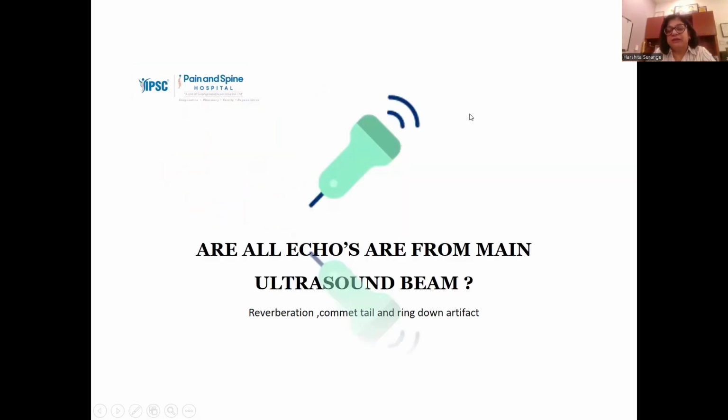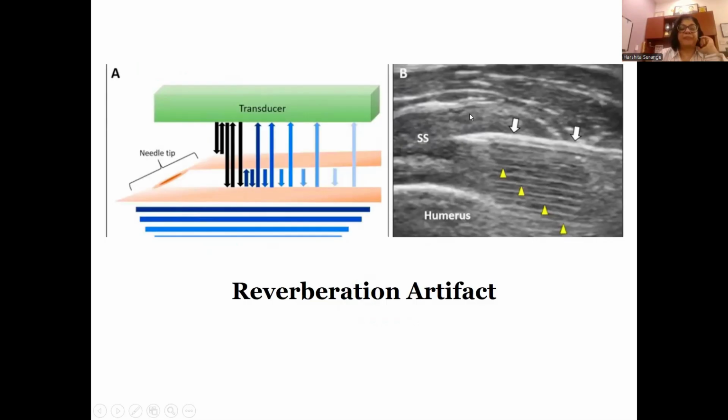Then we need to understand, are all echoes from the main ultrasound beam? No, because the ultrasound probe not only produces the main beam, but it also causes side lobes. Okay, so what happens here? This is another example.